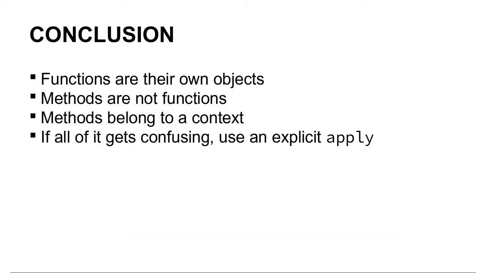Functions are their own objects. Methods are not functions, and methods belong to a context, an object, a class, abstract class, trait, etc. Again, if it all gets confusing, you always have the choice. You could use an explicit apply. That way, it makes it less confusing. And over time, you get used to this sort of thing, and everything makes sense.